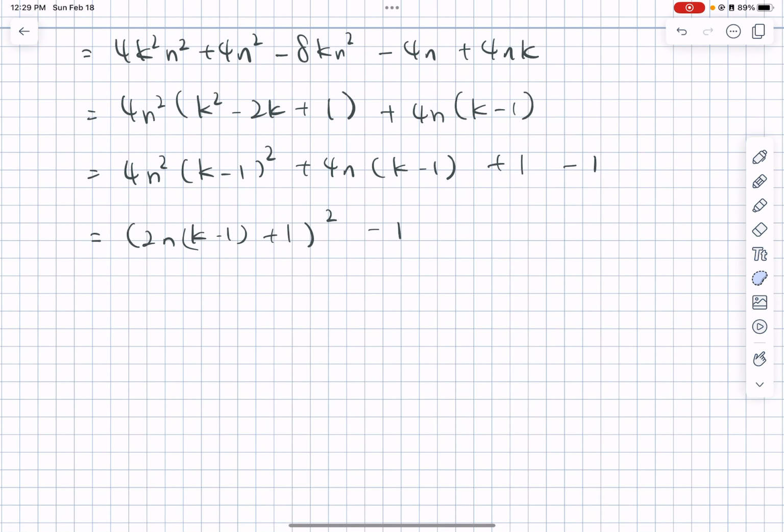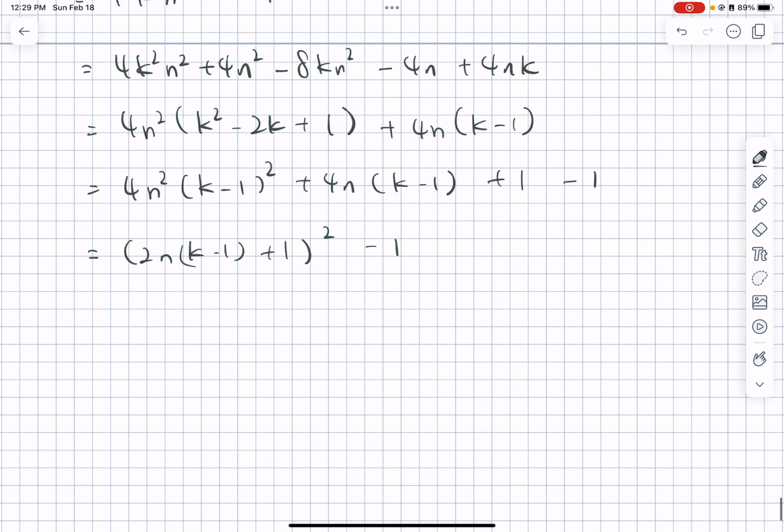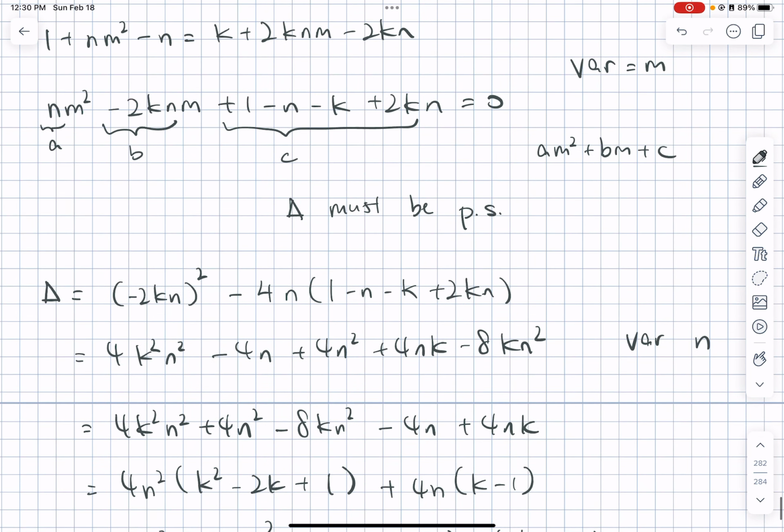Okay, so hopefully that made sense. We're basically factoring it and using complete the square. So now we've got the determinant equal to some term here. Let's call this term a, so the determinant equals a squared minus 1. Remember we said that the determinant must be a perfect square, right? The determinant must be a perfect square.